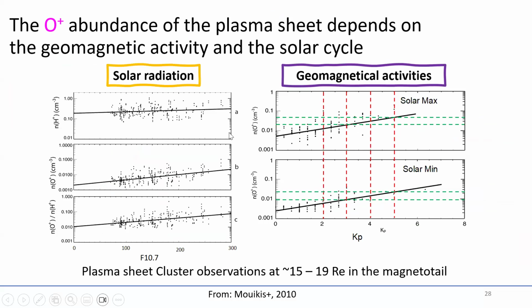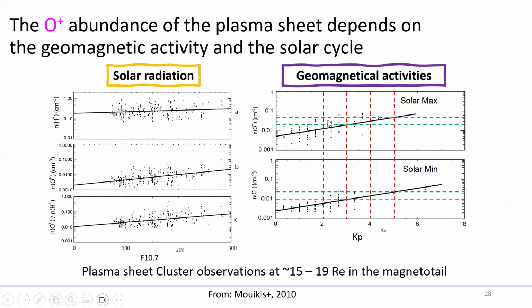Interestingly, the dependence of oxygen is a function of both solar radiation and geomagnetic activity. Basically, as there's more output from the sun, you get more oxygen in the magnetotail, and as there's more storm-like activity in the magnetotail, you get more oxygen.